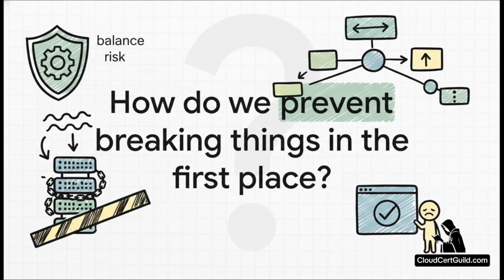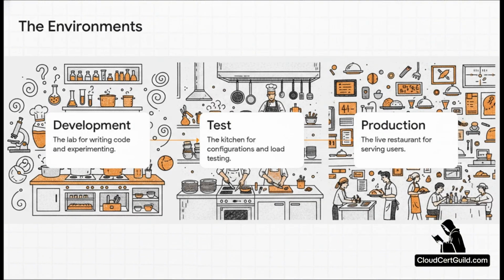So this whole budget thing is great for managing risk, but it's still reacting to problems after they happen. So that leads to the obvious next question. How can we get ahead of this? How do we stop breaking things in the first place? And that's where the idea of having different environments comes in.